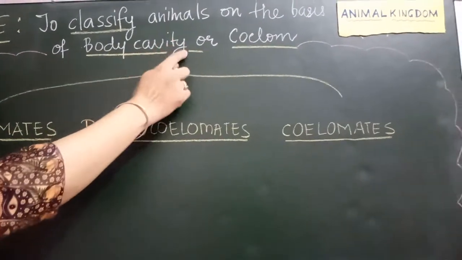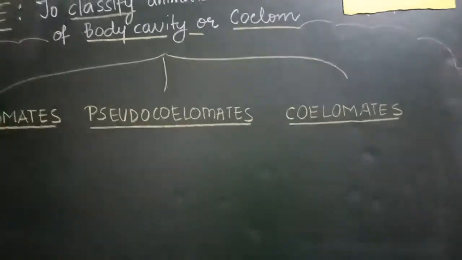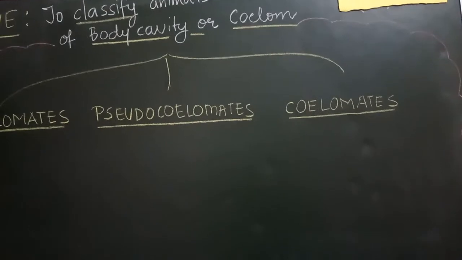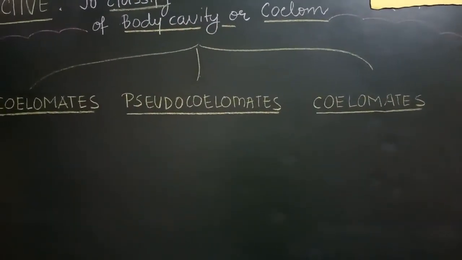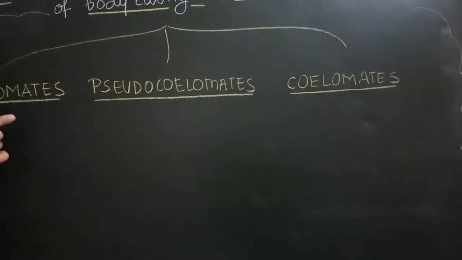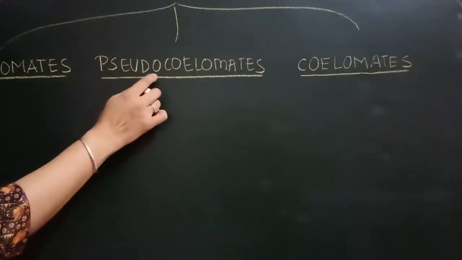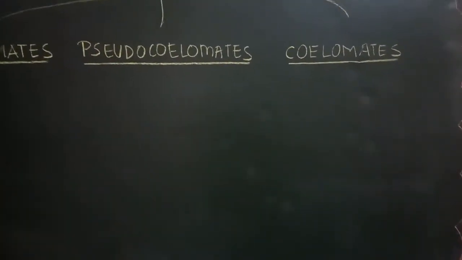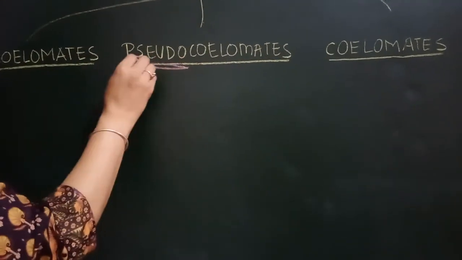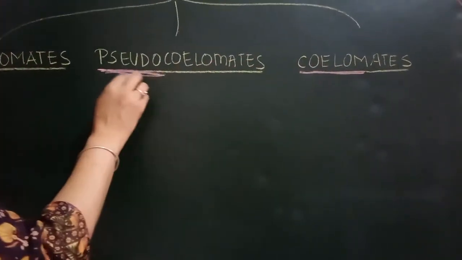The cavity, the space which is present inside the body of an organism, is called the body cavity or coelom. Now, on the basis of what type of coelom is there, we have classified the organisms into three categories. Number one is acoelomates, number two is pseudocoelomates, and number three is the coelomates. So, acoelomates, then pseudocoelomates and coelomates. So these are the three categories.